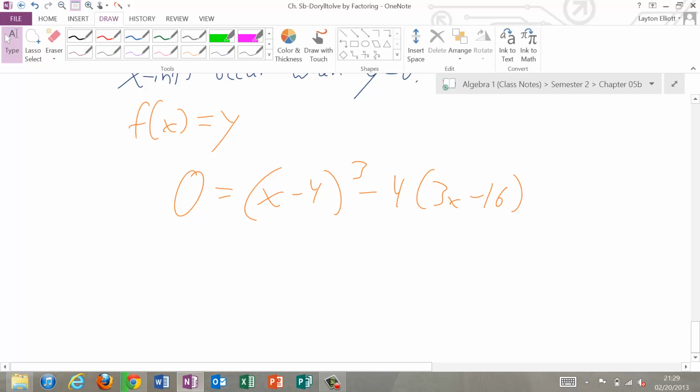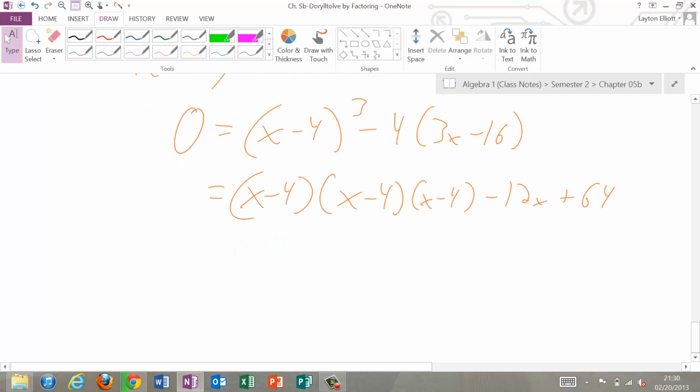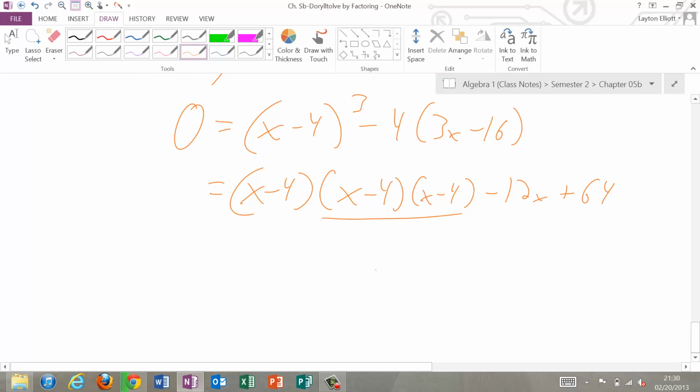then refactor it. So x minus 4 cubed is actually x minus 4 times x minus 4 squared. Just kind of trying to separate that out. Or we can just write it with 3 x minus 4's next to each other. Then minus 12x plus 64, distributing that part out. So I have to multiply these together. Let's multiply those two, keeping the x minus 4 here in front. And I get x squared minus 8x plus 16.